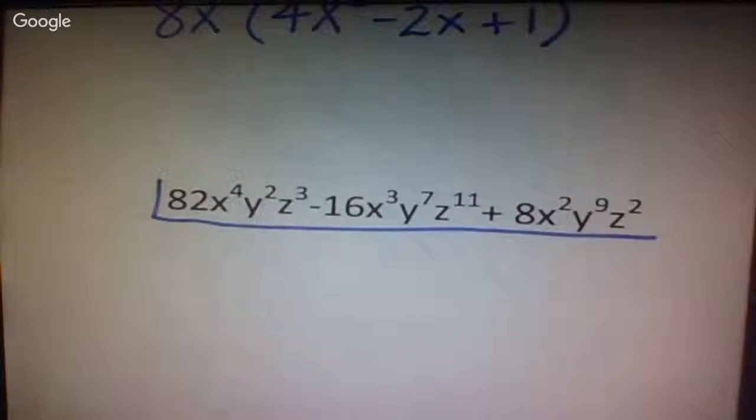So we know that 8 can go into 16 and 8, but can it go into 82? No, so we can't use it. And 4. We know 4 goes into 8 and 16. Does that go into 82? No, we can't use that either. But they're all even, so I can divide by 2.